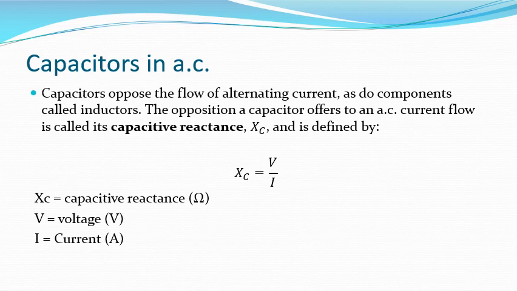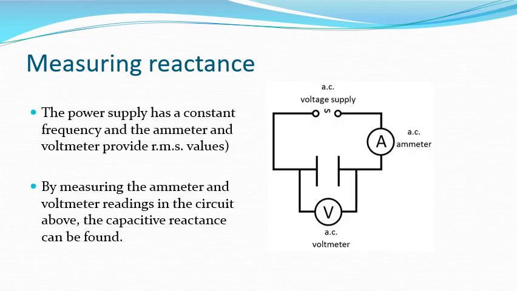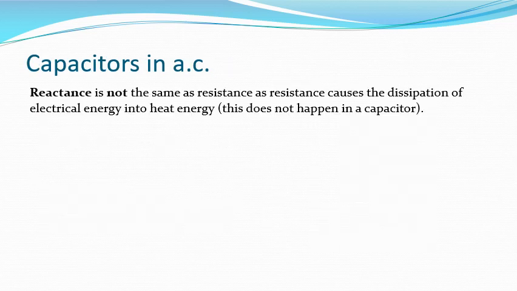So let's explore this in a little more detail. If we want to measure the reactance, we can have a circuit like this one with an alternating current supply and an ammeter and a voltmeter, with the voltmeter connected across the capacitor and the ammeter measuring the current through the capacitor. And we could measure a pair of particular values at a particular voltage and then do a calculation dividing the RMS voltage by the RMS current. As we mentioned before, reactance is not quite the same as resistance because resistance causes electrical energy to change into heat, and this doesn't occur in a capacitor.